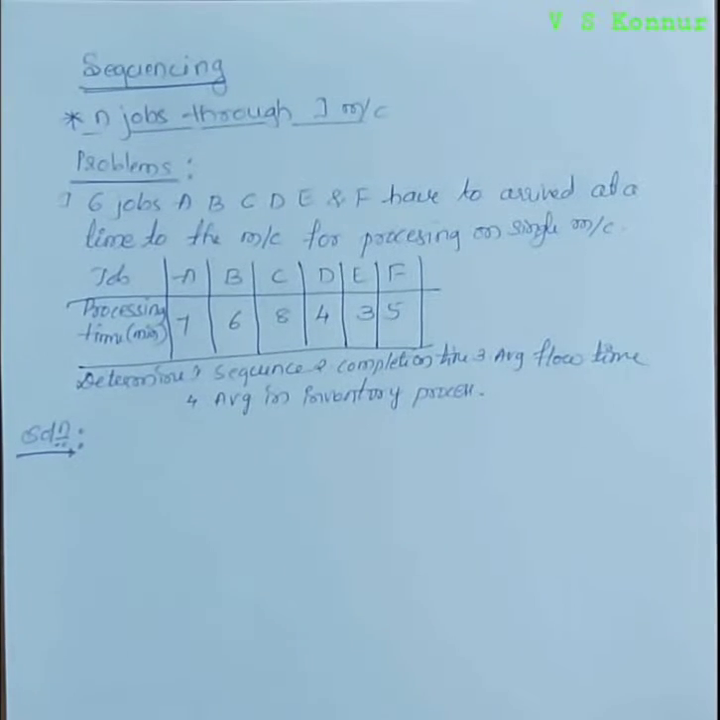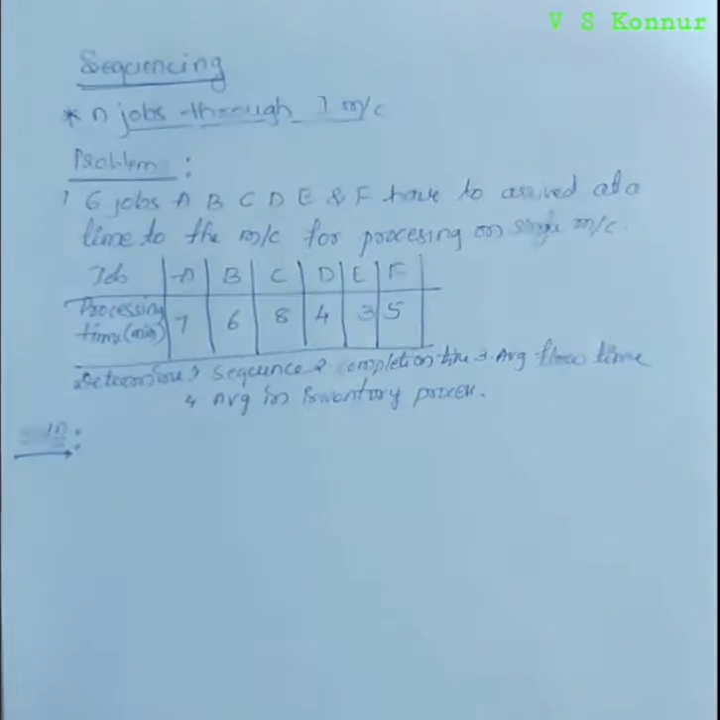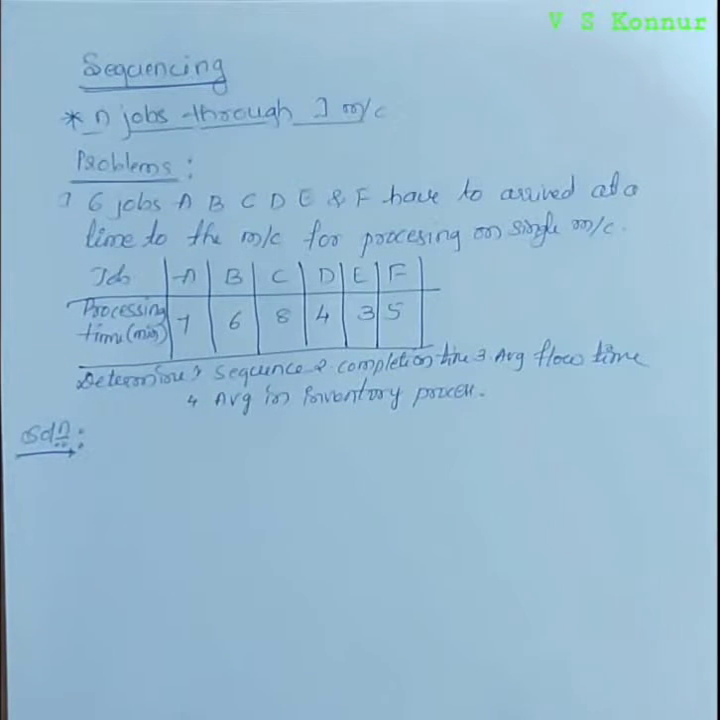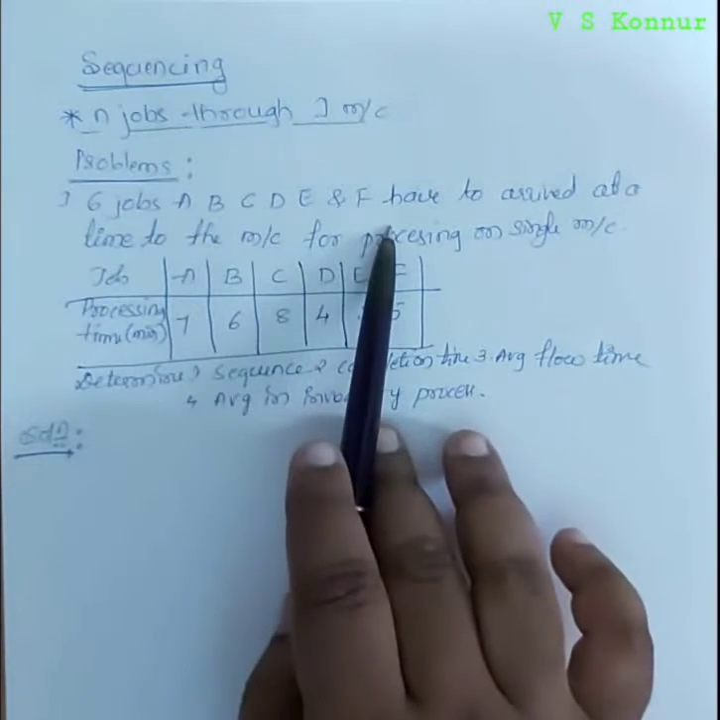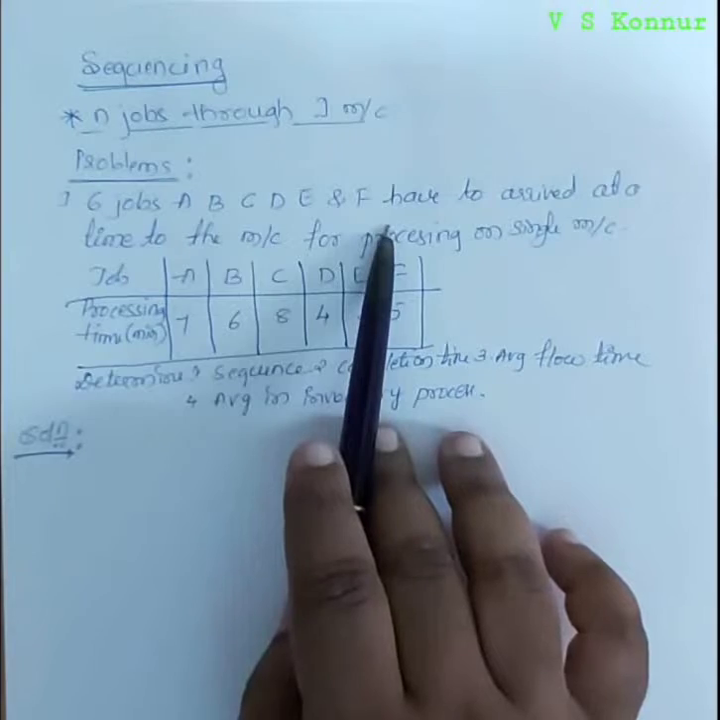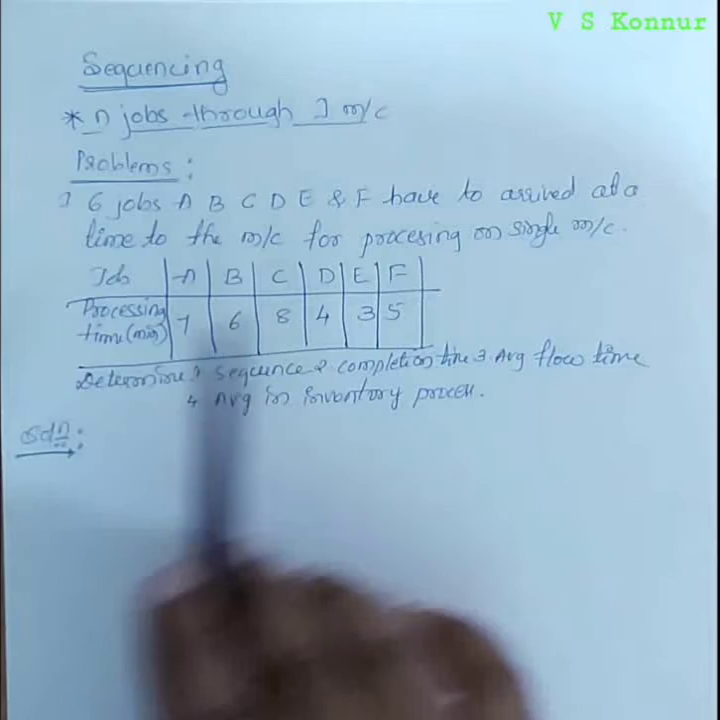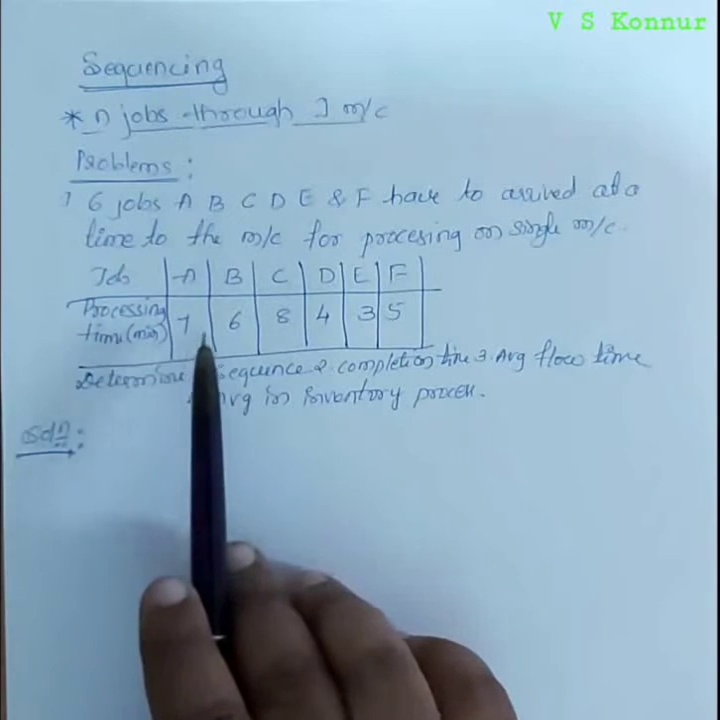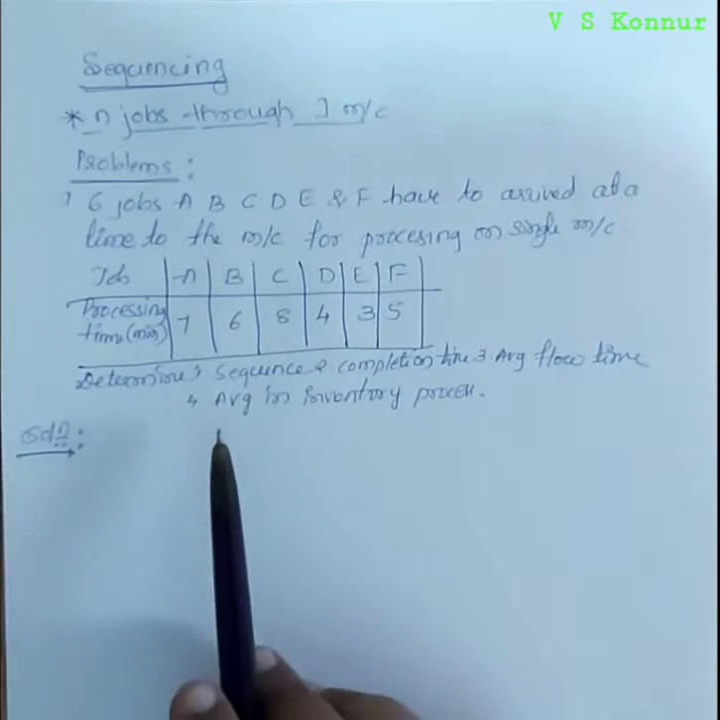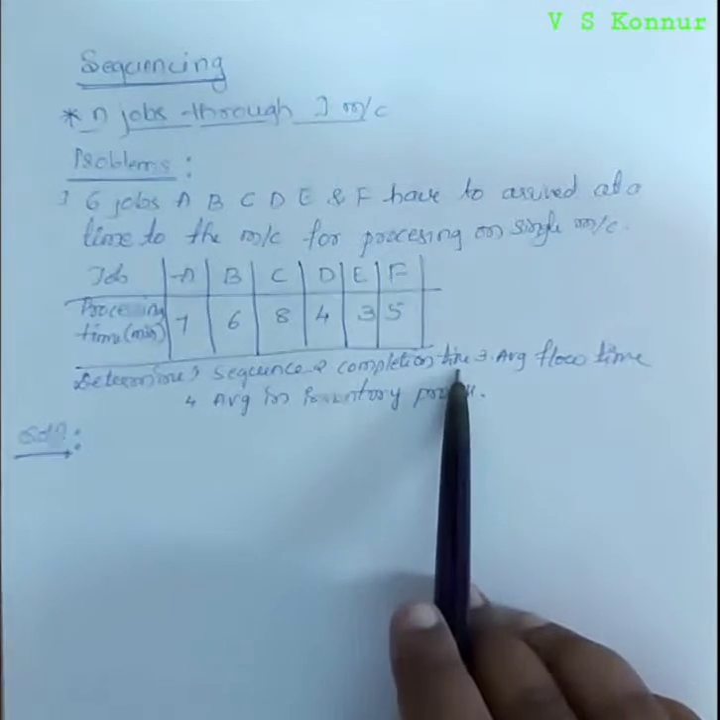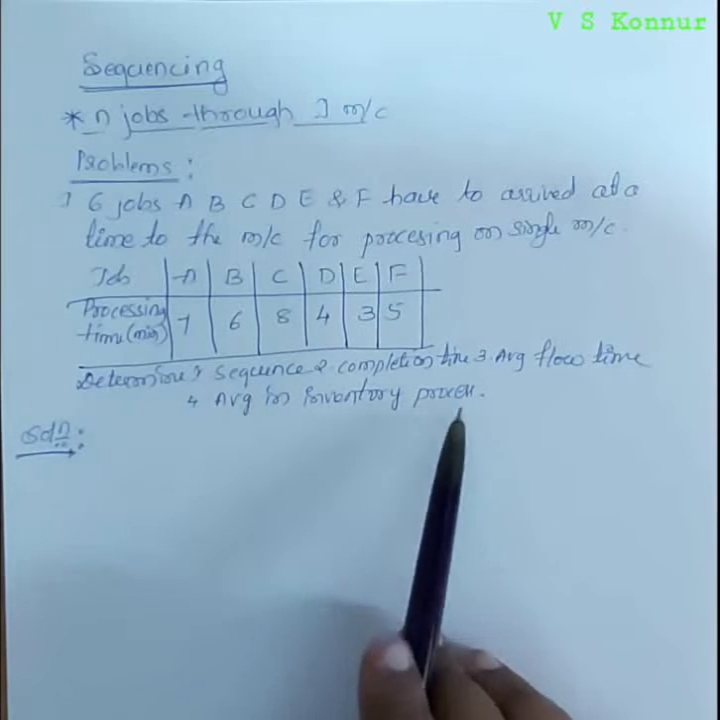In n jobs through one machine, only one machine will be there, and the jobs are more. A, B, C, D, E, F are the 6 jobs which have to arrive at a time to the machine for processing on a single machine. The times given are 7 minutes, 6 minutes, 8 minutes, 4 minutes, 3 minutes, and 5 minutes. We are asked to determine the sequence, completion time, average flow time, and average inventory in process.